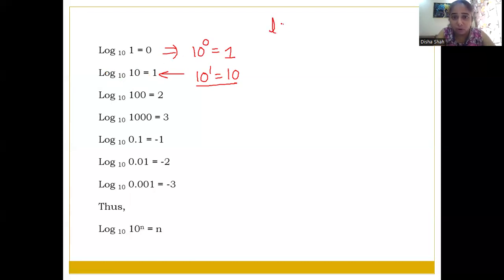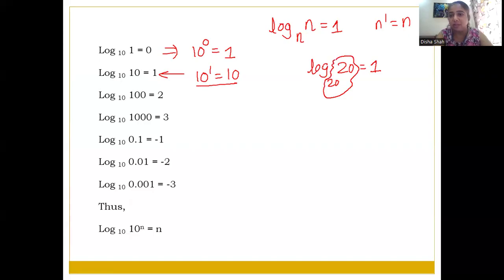In fact, log of n, whatever the number, not just 10, any number, log of n to the base n is always equal to 1. This is always 1 because n raised to 1 is always n. So if you are given log of 20 to the base 20, then also the answer will be 1. If these two numbers are same, then the answer is always 1.